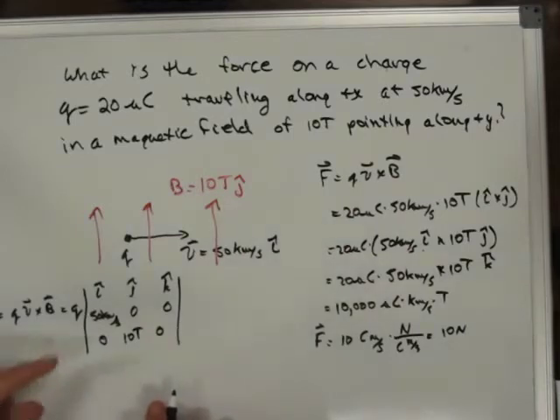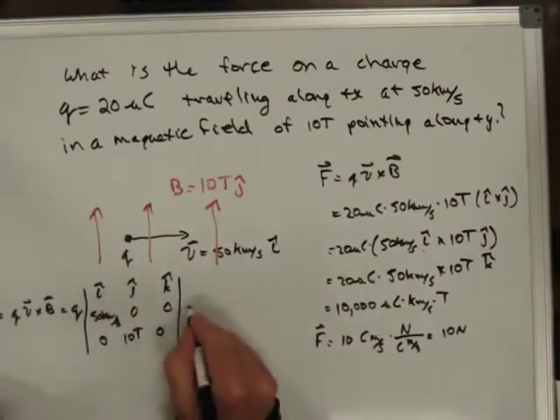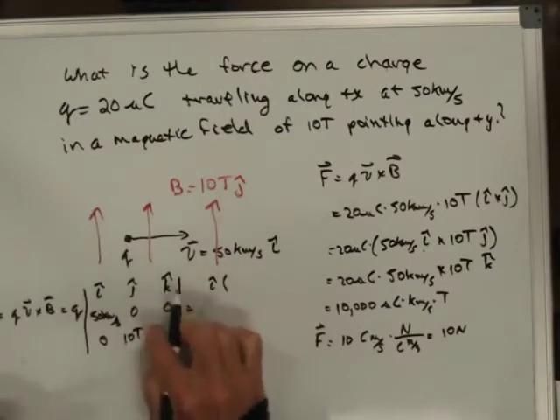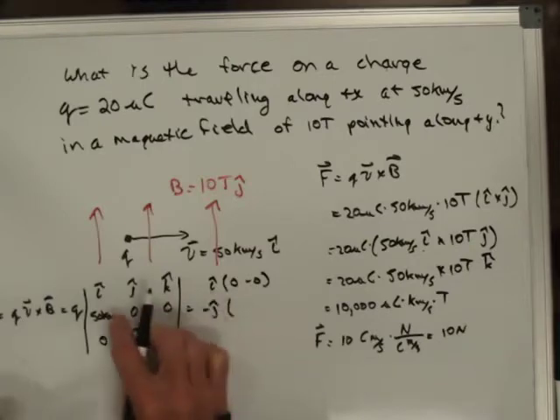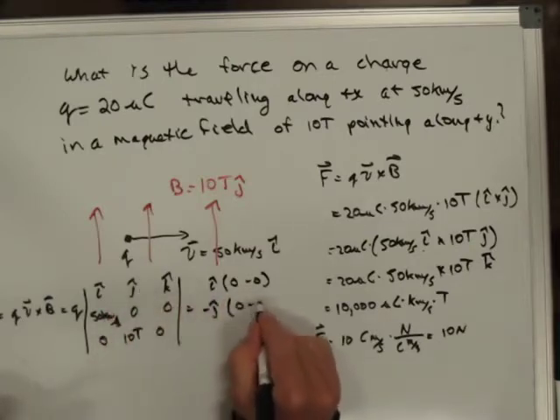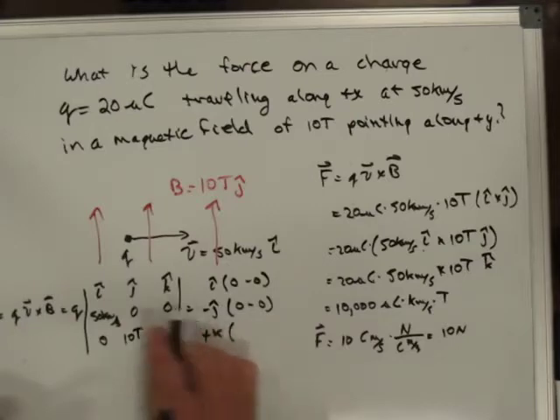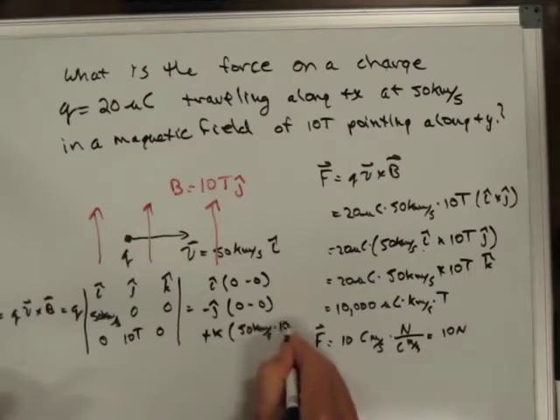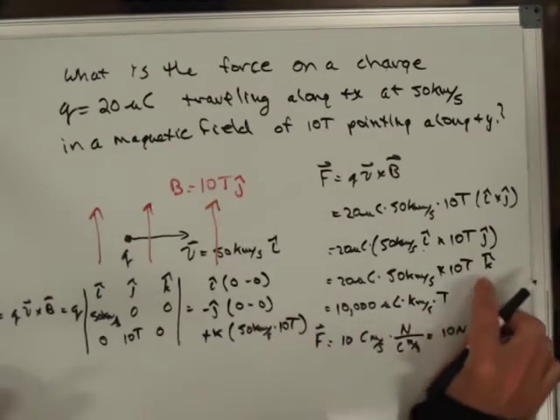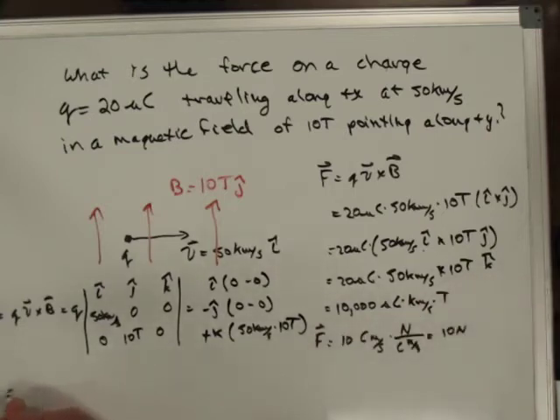Right. And so when we take the cross product, it's equal to I hat times that minus that times that, so 0 minus 0, minus J hat, that times that minus that times that, so 0 minus 0, plus K hat, that times that minus that times that. 50 kilometers per second times 10 Tesla. It's exactly what we got here, right? And so this is, once again, 20 microcoulombs times 50 kilometers per second times 10 Tesla, which is 10 newtons.